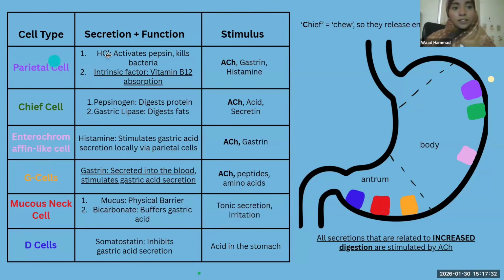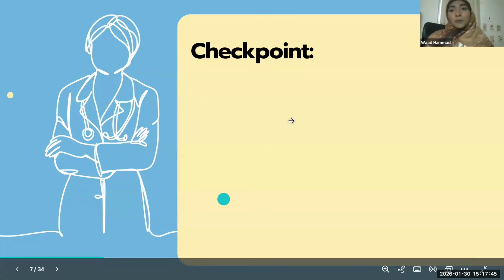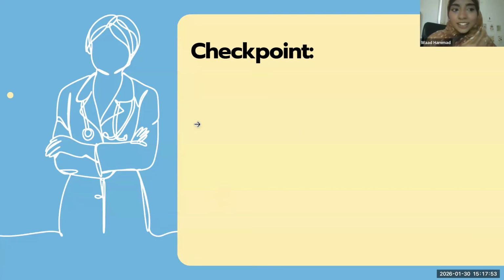Okay, so finally, we've gone through all of the cells in our body. Quick recap: parietal cell is HCl and intrinsic factor, chief cell is enzymes, enterochromaffin-like cell is histamine, G cell is gastrin, mucosal cell is mucus, and D cell is somatostatin. Now that we know all of our cells, we're done with the very first section of our presentation, and now we have a checkpoint. If anyone has any questions, feel free to ask me.